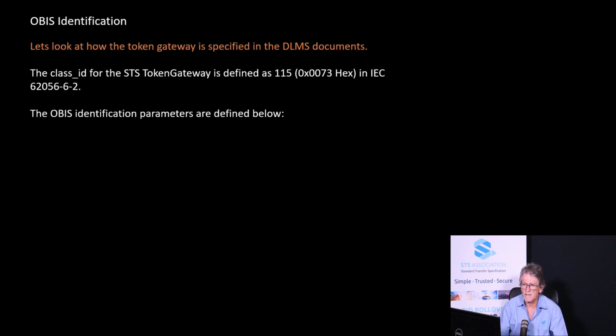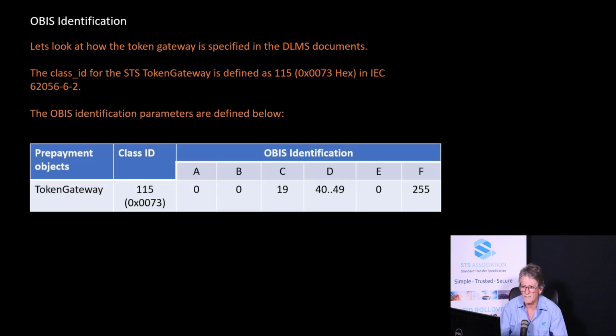Okay, OBIS identification. Let's look at how the token gateway is specified in the DLMS documents. The class ID for the token gateway is defined as 115 or 73 hex in IEC 62056-6-2. The OBIS identification parameters are defined below. So, the prepayment object is called the token gateway. The class identifier or class ID is 115 or 73 hex. And the OBIS identification is 1.94.0.49.0.255.